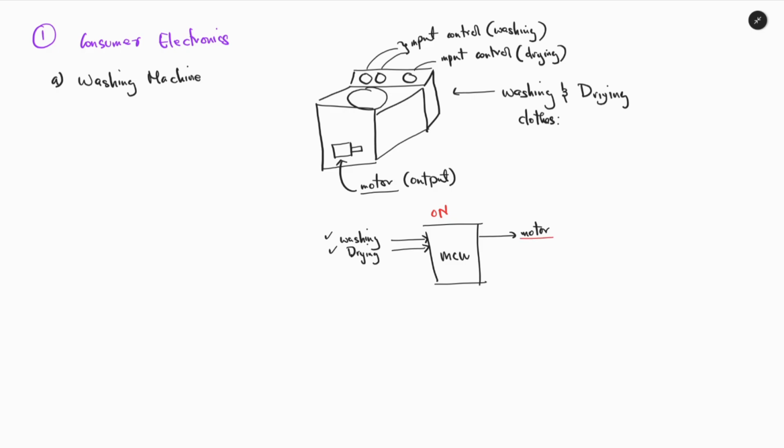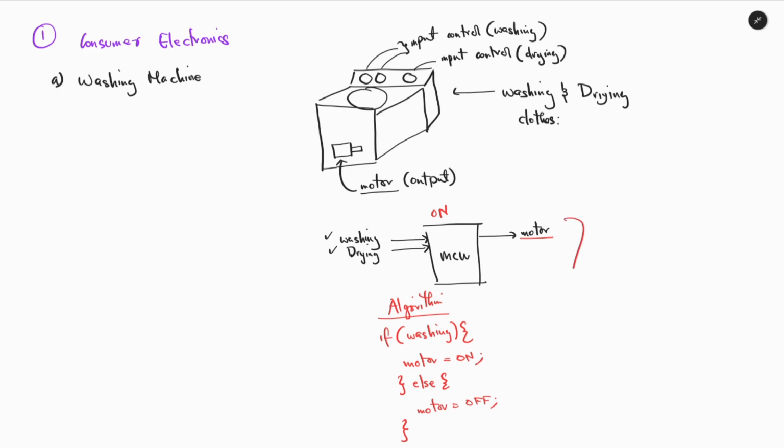And this type of algorithm can be a conditional statement, and we can say if this microcontroller is programmed with this type of algorithm, and if the user selects the washing, then the motor will be on, and else we can say the motor will be off. And this can be a simple algorithm that will be used to control the motor.